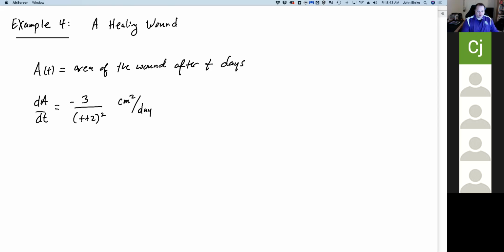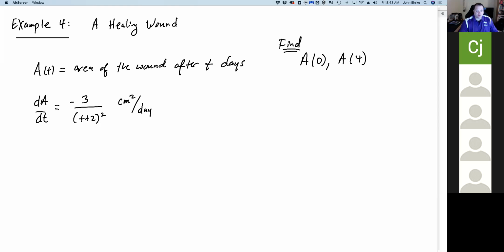So you're given derivative information, but what I'm asked to find is the area of the wound initially, which would be A at 0, right? So we want to find A at 0, and we want to find A at 4, right? That's the two things we're being asked to find. So find the area of the wound initially, find the area of the wound on day 4.